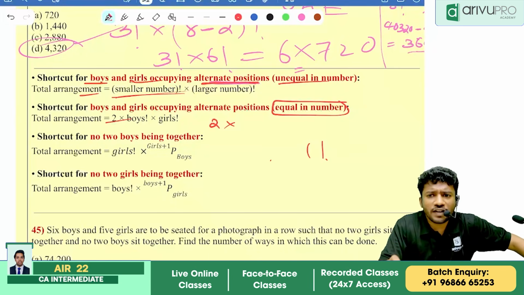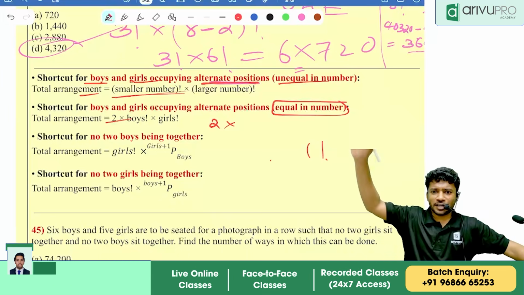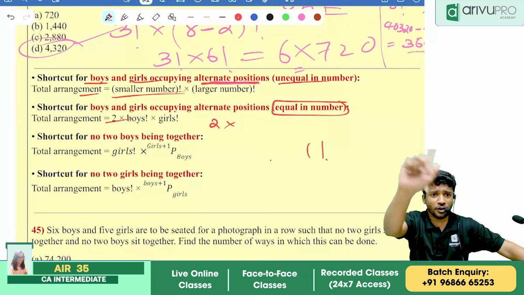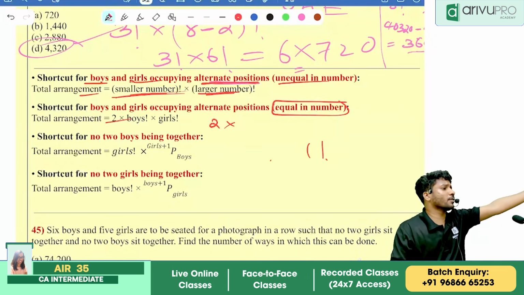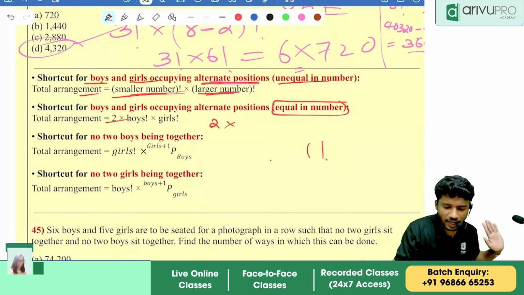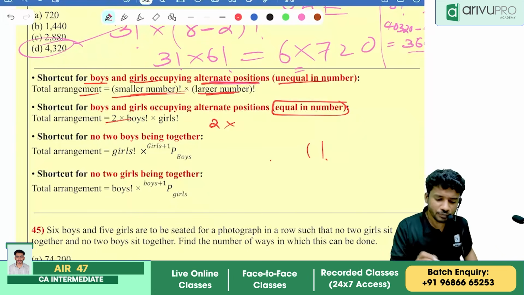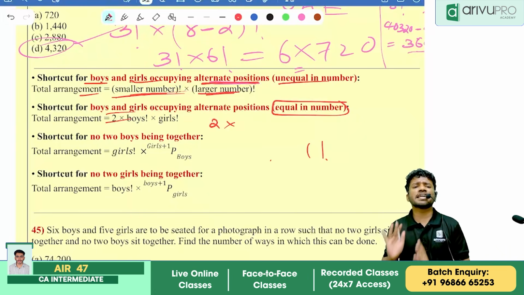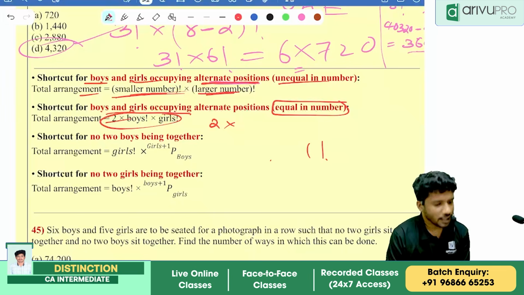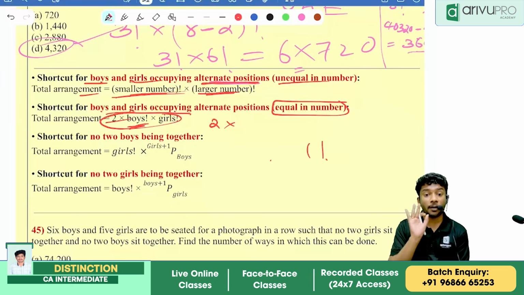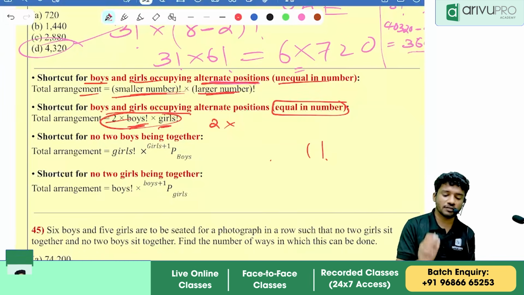So when I say 5 factorial, you understood it as the number of boys I said. Not always. Whenever you get a question, you will not simply put 5 factorial into 4 factorial. Smaller number factorial into larger number factorial, or larger number factorial into smaller number factorial, anyway it will be the same, like 2 into 3 and 3 into 2. Both are the same. Then, if the boys and girls are equal in numbers, how many arrangements are there? 2 into boys factorial into girls factorial. Boys factorial means number of boys factorial, girls factorial means number of girls factorial.